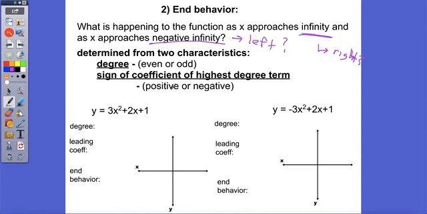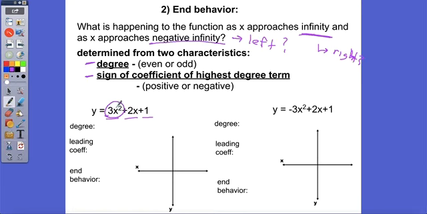And it's determined by 2 characteristics of the polynomial. So is its degree even or odd? So the degree, whether it's even or odd, and what the sign of the coefficient of that highest degree term is, whether it's positive or negative. So what do I mean by highest degree term? This polynomial here has 3 terms, and the highest degree term of those 3 is this one, because the x is raised to the highest power among those 3. So that's why we're looking at this.